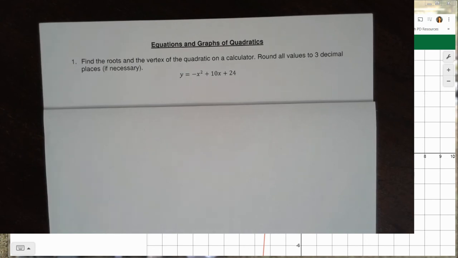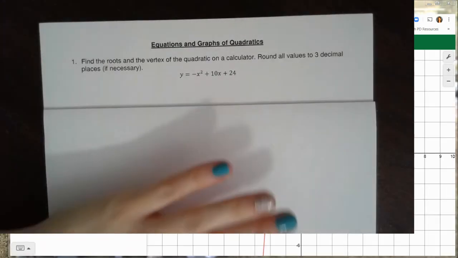So this video is going to talk about some questions that could come up just talking about graphs and using key features to write equations based on those graphs. The first type of question that we might come across is one where we're asked to find the roots or the vertex, and we're going to be able to use technology for that.